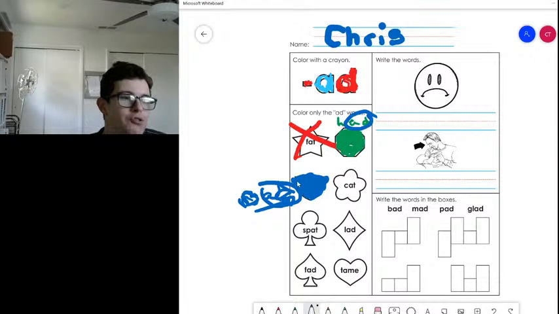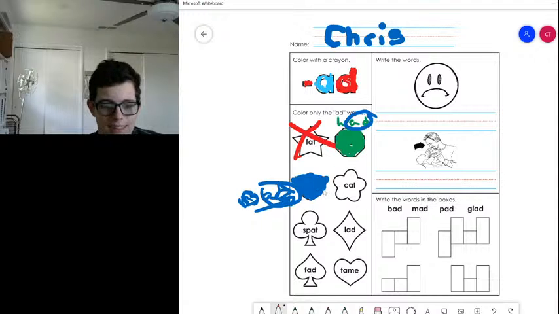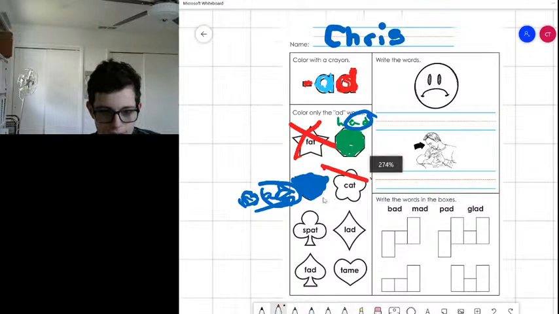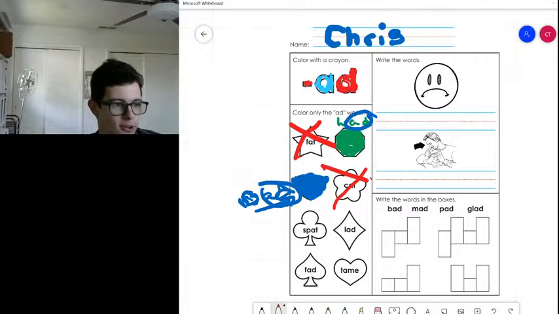Alright. As for our next word, cat. Cat. At. That has the A sound, but doesn't have the D sound. It also doesn't have the AD sound at the end of it. That would signify it being an AD word. So unfortunately, even though we may like cats, and some of us may be cat people, the cat word has to get the X. It is not an AD word.